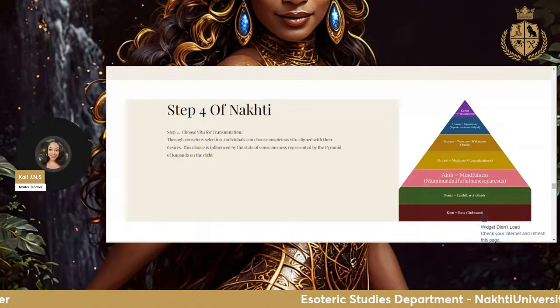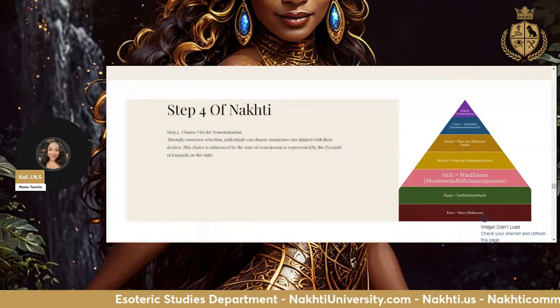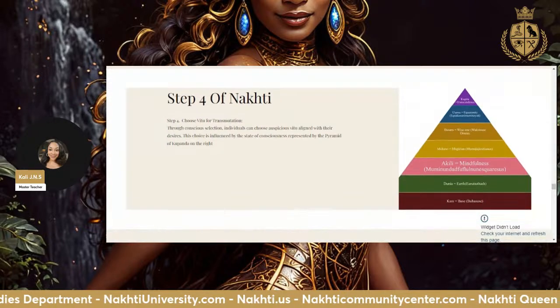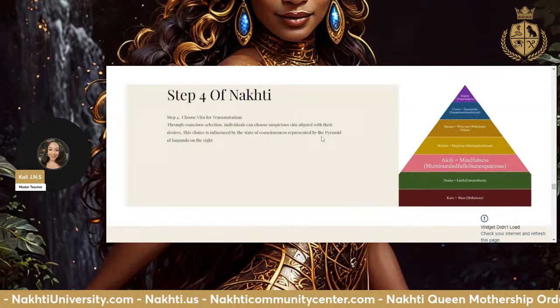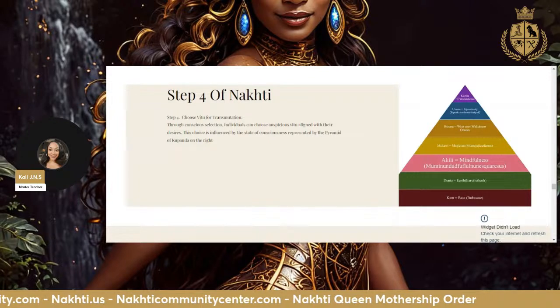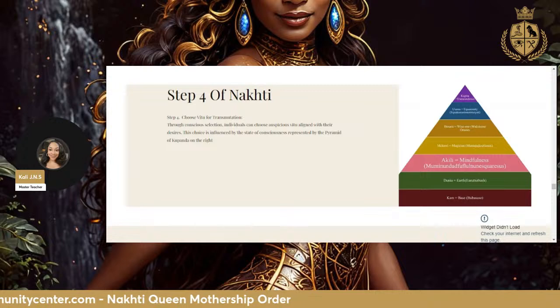Choose V2 for transmutation. So now you've got to choose new information for your transmutation through a conscious selection. And you're going to choose auspicious V2 that aligns with your desires. Auspicious content that aligns with your desires, or the state of consciousness you want.